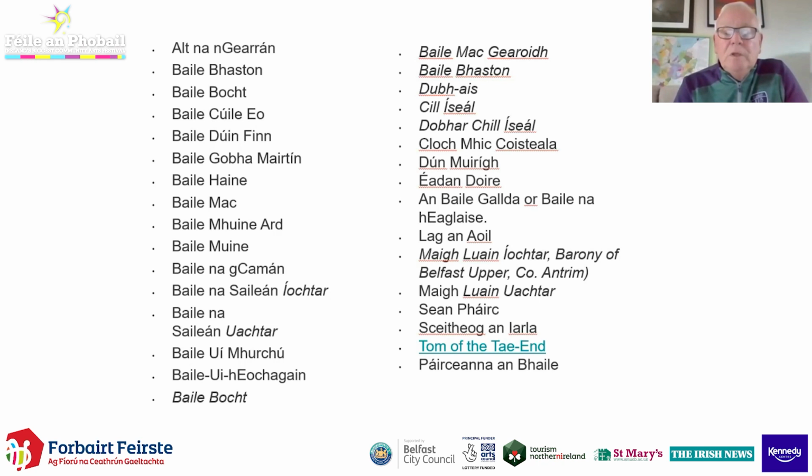Ballynagaman, the townland of the hurling sticks. Balia Nasalian Eachter, Lower Ballysillan, and then just to the south of that, we have Balia Nasalian Uachter. And Balia Nasalian Uachter is the upper Ballysillan. And Ballysillan simply means the townland of the sally rods, or the townland of the willow trees.